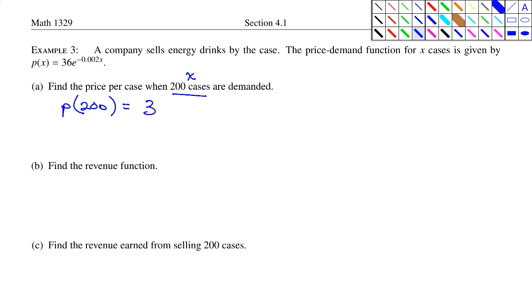It's going to be 36 e to the negative 0.002 times 200. If you plug that in your calculator, make sure the entire exponent is evaluated before you do the e stuff, and you get $24.13 per case.